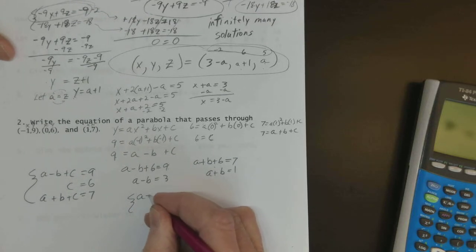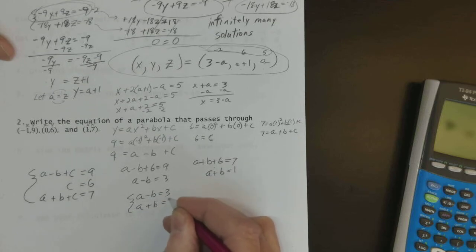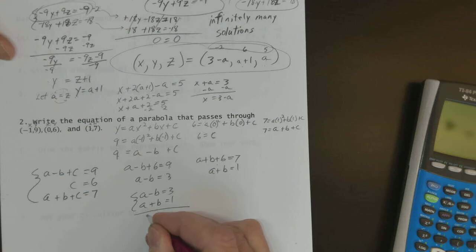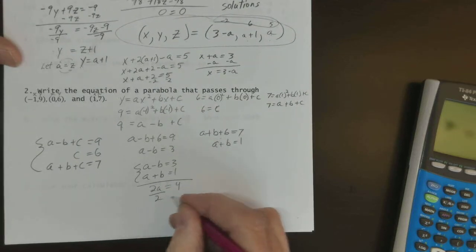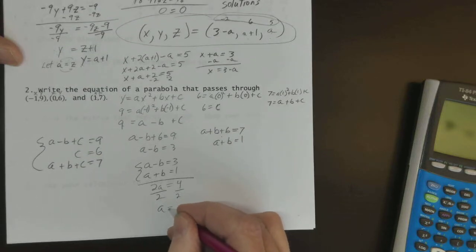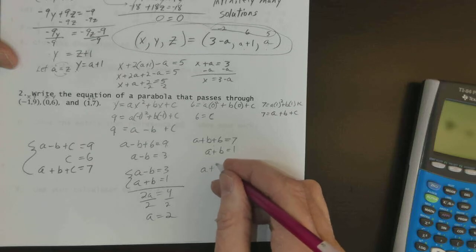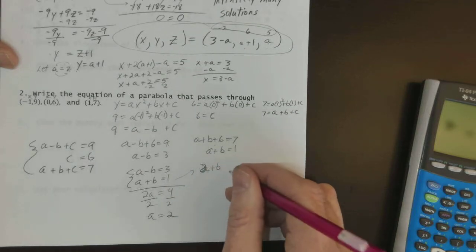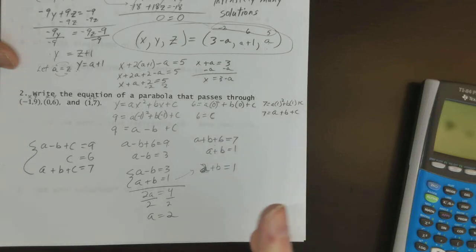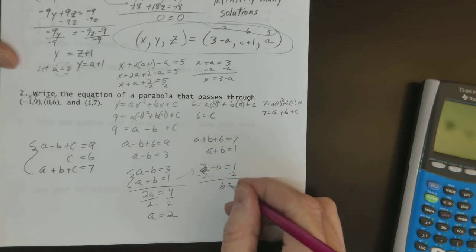Now, a minus b equals 3. a plus b equals 1. If I add those together, I got 2a is equal to 4. Divided by 2, I'll get a is 2. And a plus b, I'll use this one, which is 2 plus b is equal to 1. Subtract 2, I got b equals negative 1.